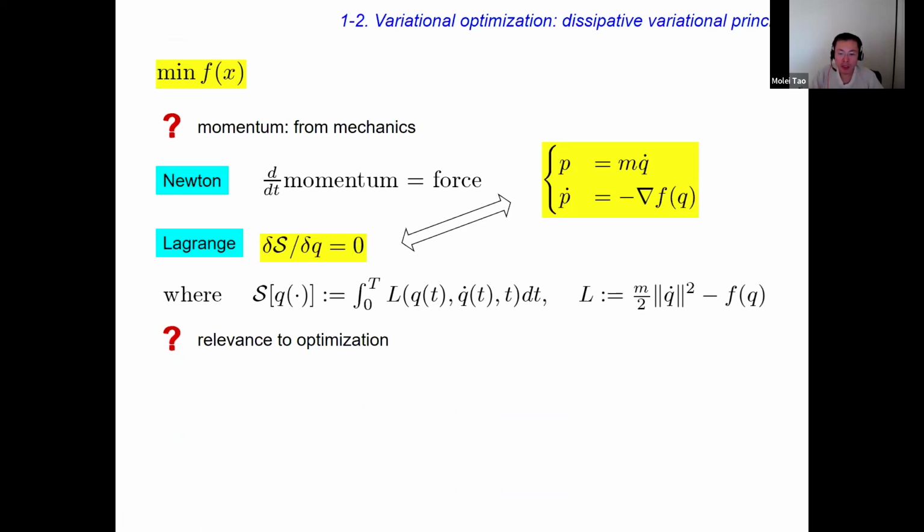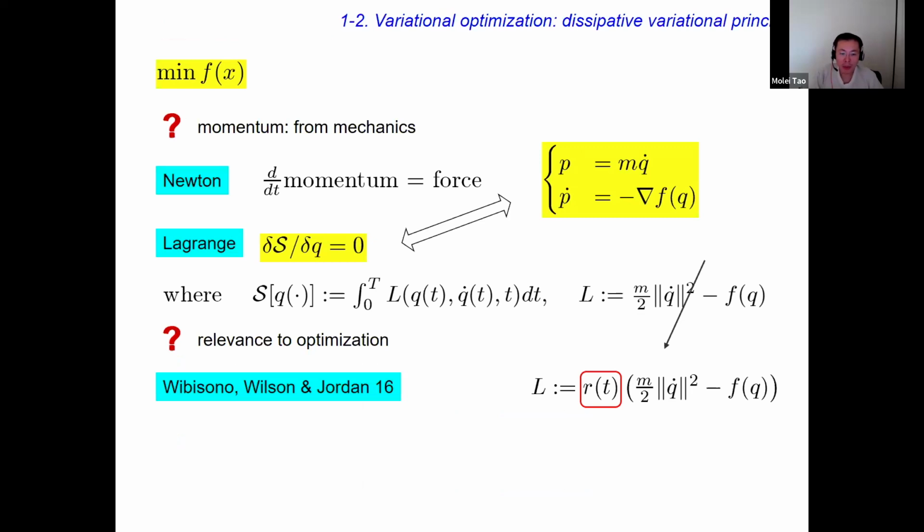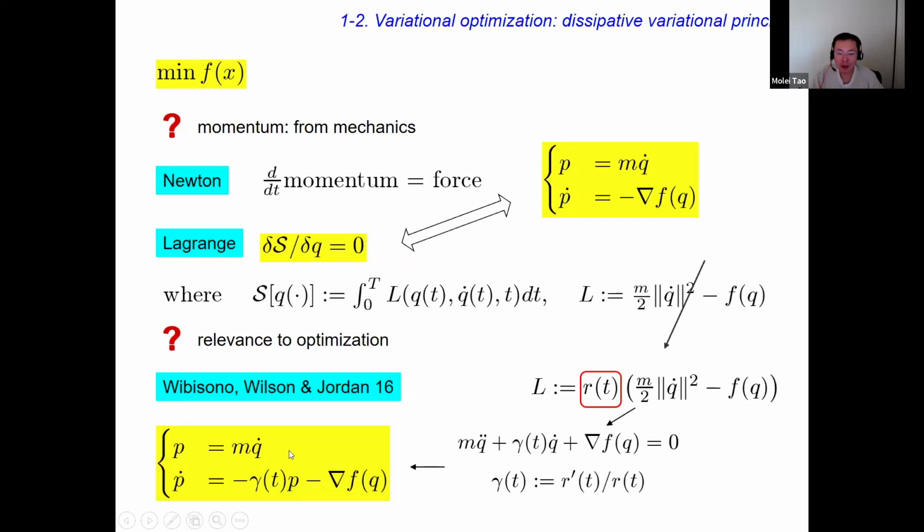But that shows us a path. In a beautiful paper of Andre Wibisono, A. C. Wilson, and Michael Jordan, they broke the time translational symmetry of this variational principle by adding an artificially created time discount to this Lagrangian. And then if you write down the corresponding Euler-Lagrange equation, you get a simple second order ODE, which has this additional term. And if you prefer, you can rewrite it as a first order system.